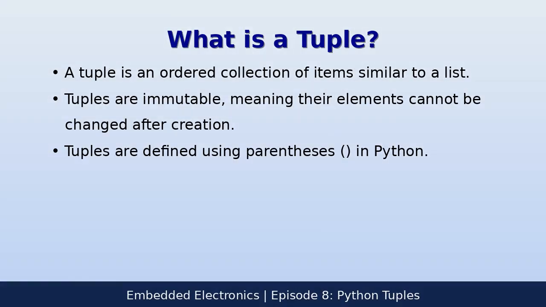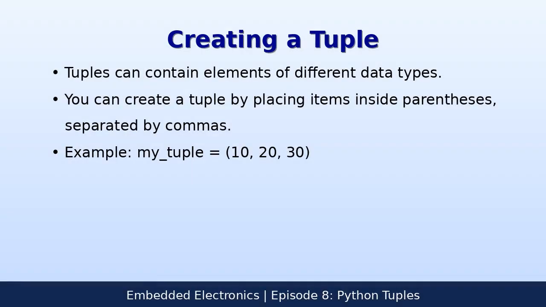A tuple is an ordered collection of elements, similar to a list, but immutable. Tuples are defined using parentheses in Python. Tuples can store elements of various types. You create a tuple by placing elements inside parentheses separated by commas.